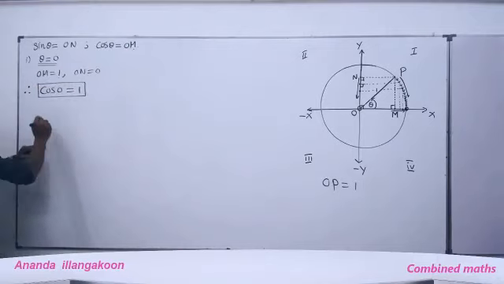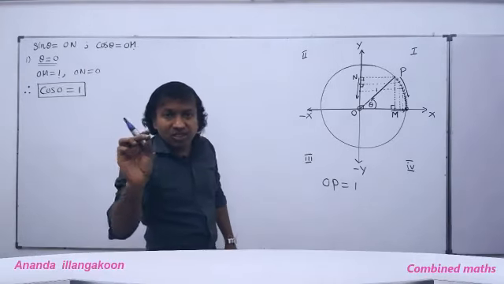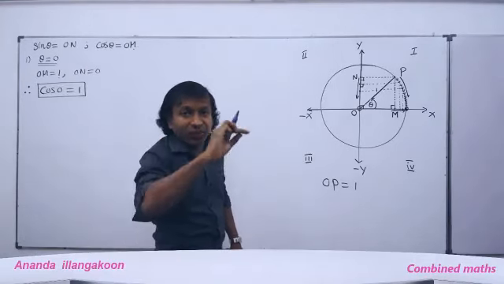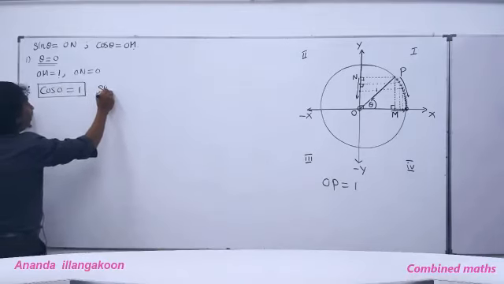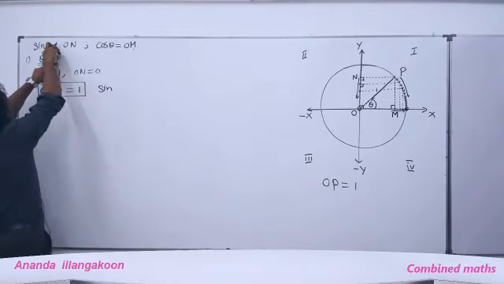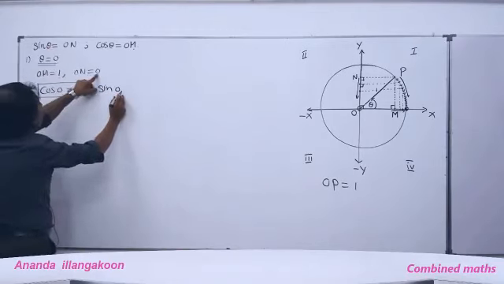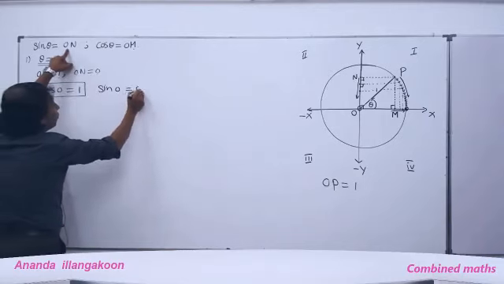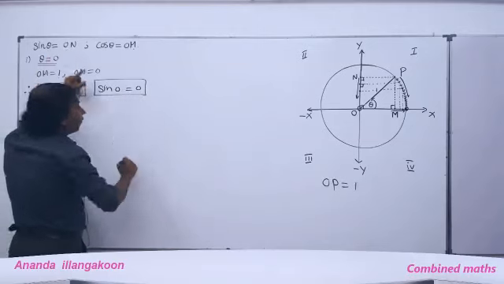Understood, people? Angle is 0. Its cos value is 1. Cos 0 is 1. What is sin 0? Sin theta is ON, no? Put that here. Sin 0. When theta is 0, what is ON? ON is 0. So therefore, sin 0 is 0. This is what we needed. Sin 0 is 0.